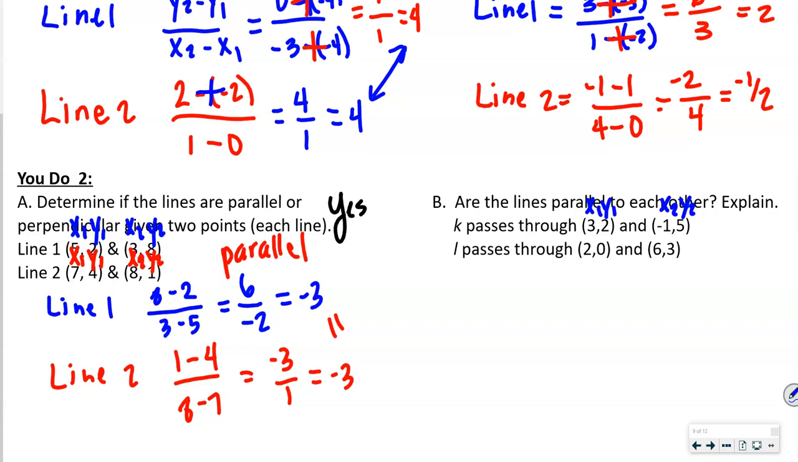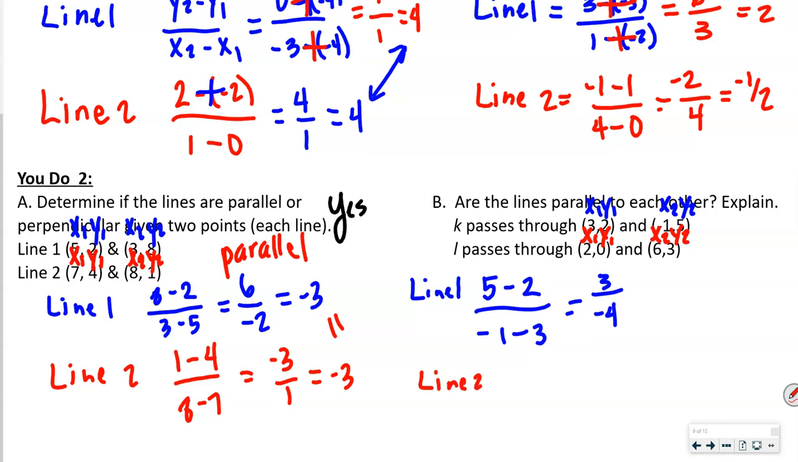So I'm going to go here again. This is line 1: 5 minus 2 over minus 1 minus 3. So that's going to be what? 3 over negative 4. So that's negative 3/4. Now let's do the other one. x1, y1, x2, y2. So for line 2, we've got 3 minus 0 over 6 minus 2. This time we have 3 over 4.